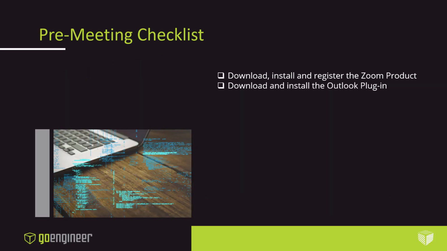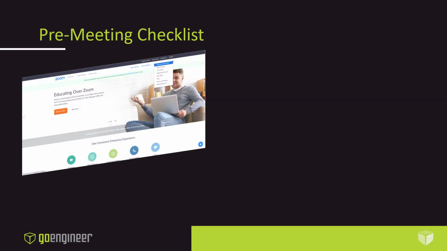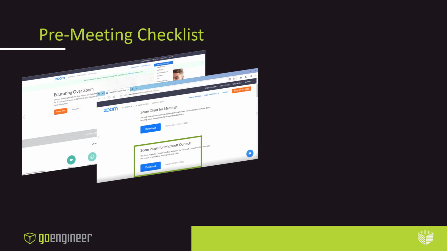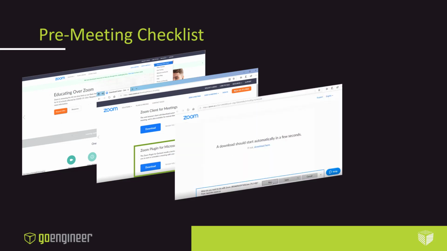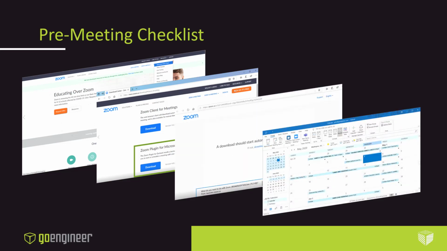We also discussed installing the Outlook or Calendar plugin. Once again, you simply go to the Zoom website, you go to the download page, but here you're going to see that we have our Zoom plugin for whichever calendar you're using. Then you simply download it, run the program, and it now embeds into your calendar.